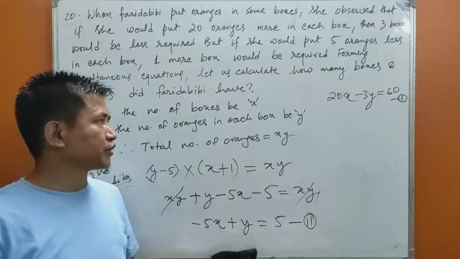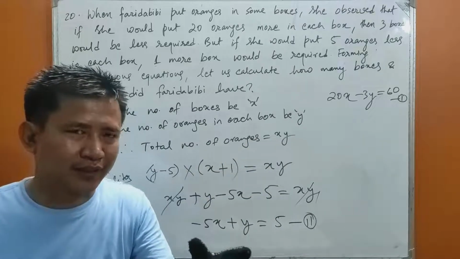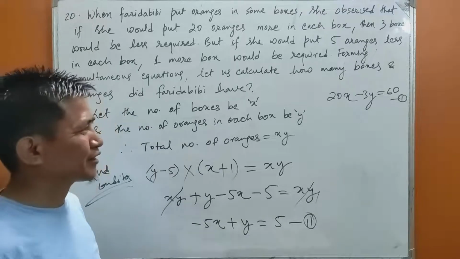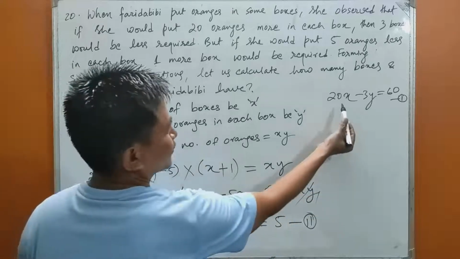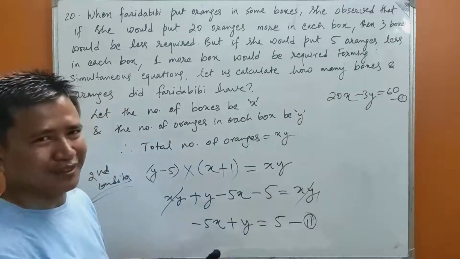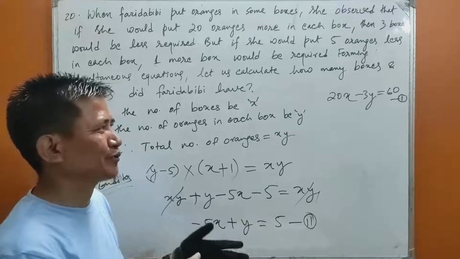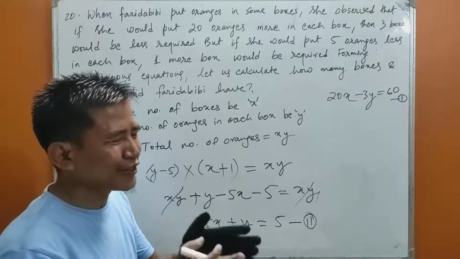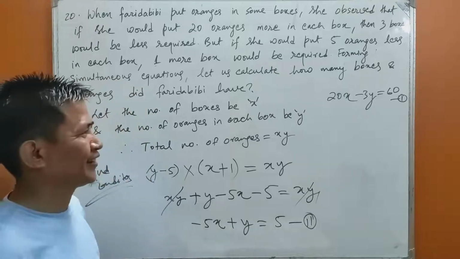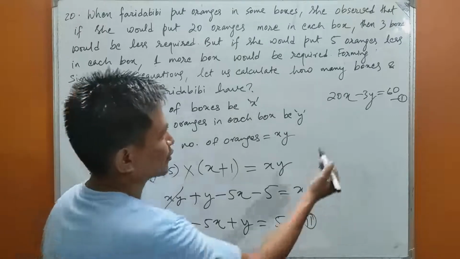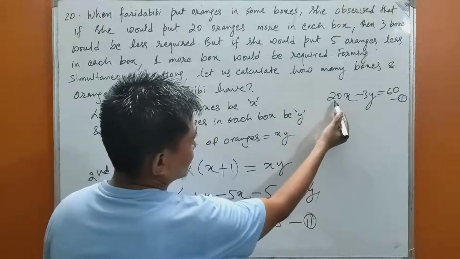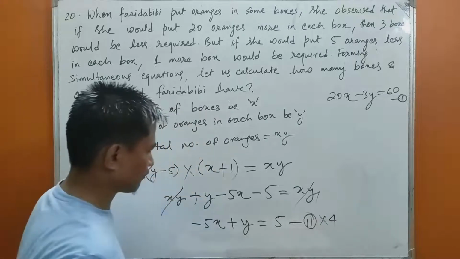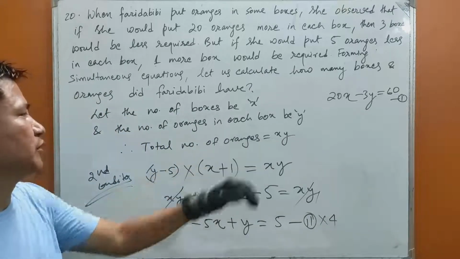Now let me solve these equations 1 and 2 by elimination method, okay? To solve this by elimination method, we need to make the coefficient of x equal. To eliminate x, we need to make the coefficient of x equal. To eliminate y, we need to make the coefficient of y equal. Let me make the coefficient of x equal. So the coefficient of x is here 20 and here it is 5. So if I multiply by 4 in equation 2, the coefficient of x will be equal, isn't it?